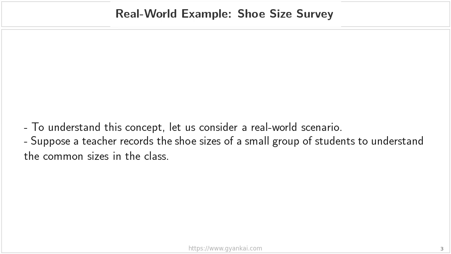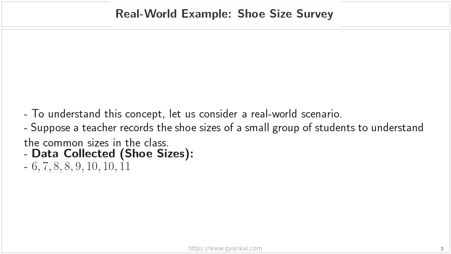Imagine a teacher who wants to understand the common shoe sizes in their class, perhaps to prepare for an upcoming physical education activity. To do this, the teacher records the shoe sizes of a small group of students. Here is the raw data we have collected: 6, 7, 8, 8, 9, 10, 10, and 11. Keep this list of numbers in mind, because in the next slide, we are going to organize them into a frequency table to identify if this specific set of data is unimodal, bimodal, or perhaps has no mode at all.